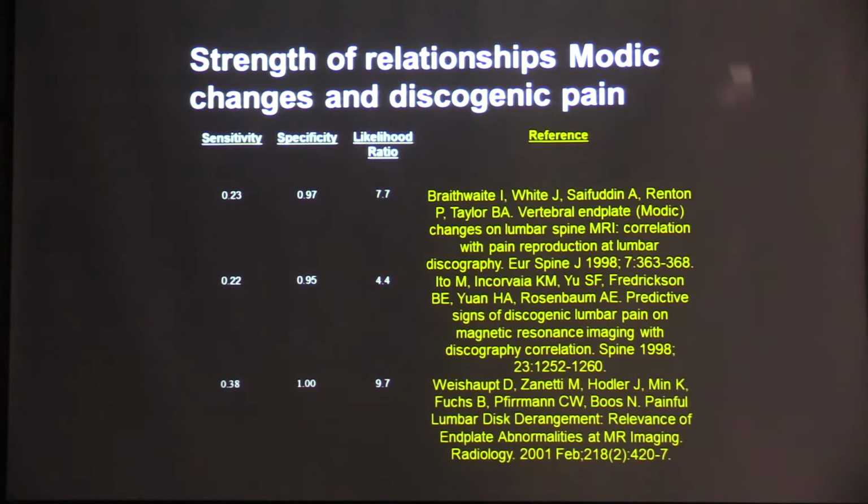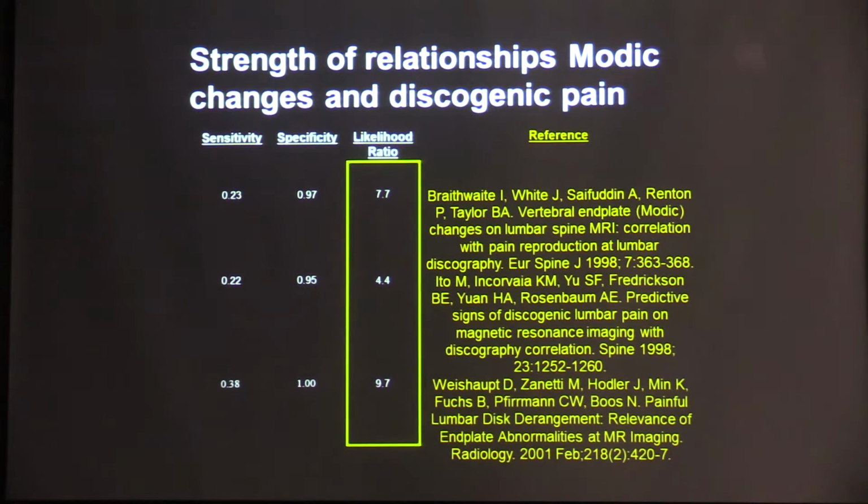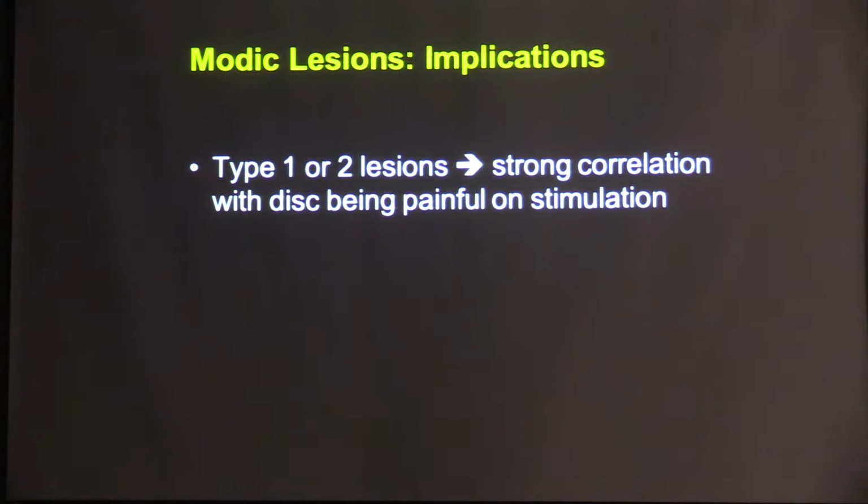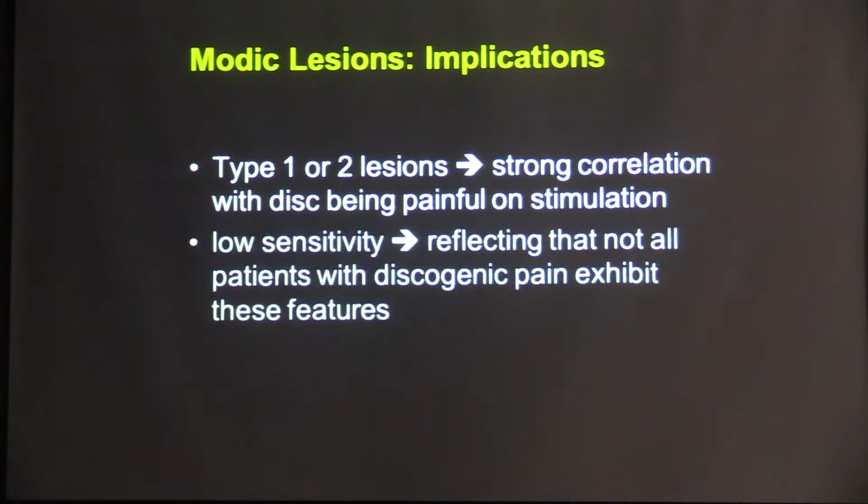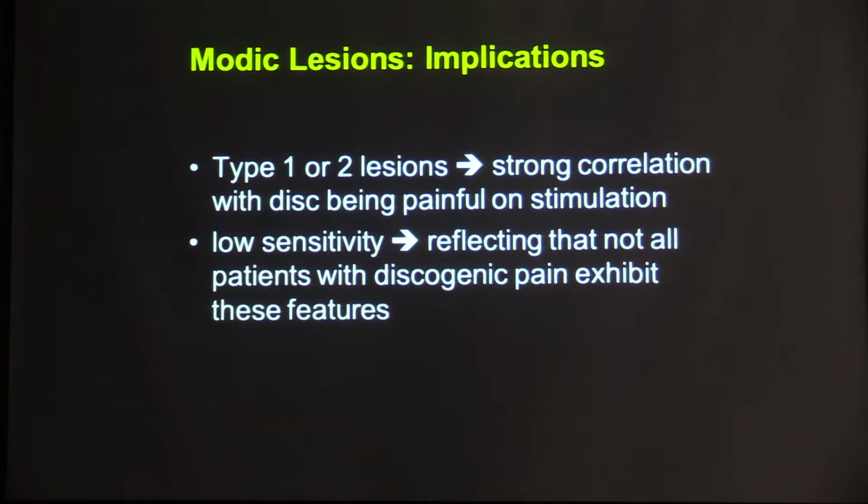And again, that's been shown in several different studies, and people are still investigating it, and they have pretty good likelihood ratios. So our implications here for the Modic findings is that the type 1 or type 2 lesions have a strong correlation with the disc being painful on stimulation, meaning doing a discography, which is our reference standard. But it's a low sensitivity.